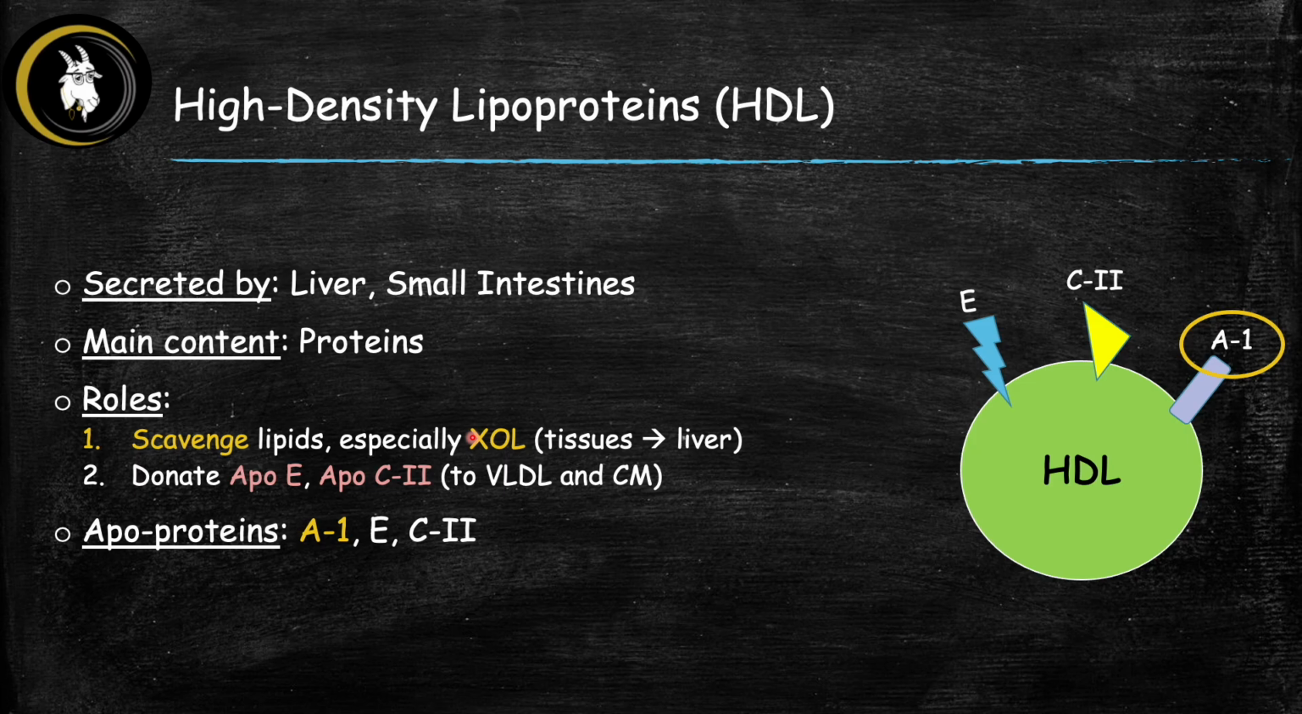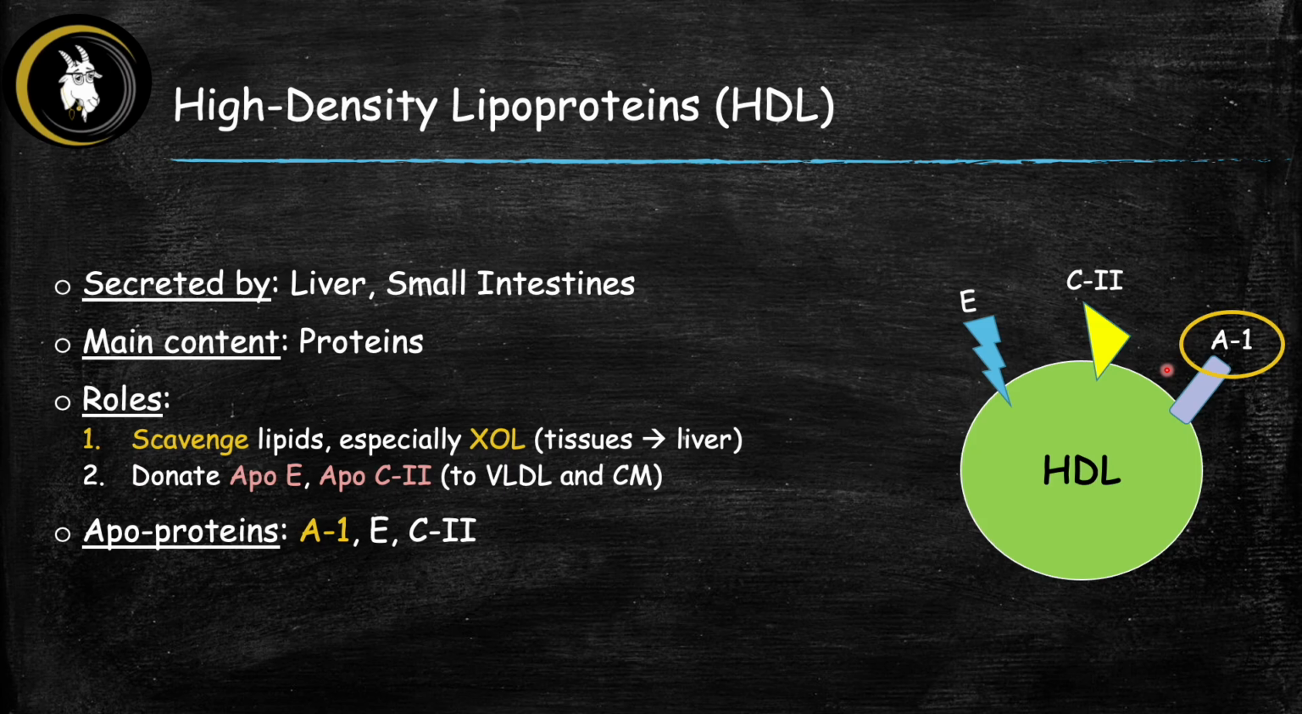Now, the other main job of HDL is to serve as what's called a repository for ApoE and ApoC2. And all this means is that HDL is the thing that donates these 2 apoproteins to chylomicrons and VLDL. And so the main apoproteins then that you're going to find on HDL are going to be ApoE and ApoC2. And that's because it can donate them to chylomicrons and VLDL.